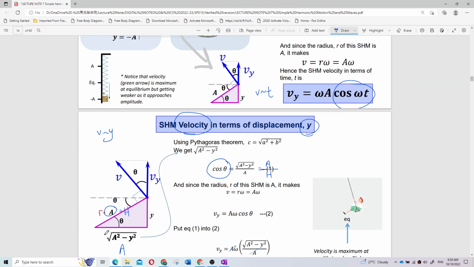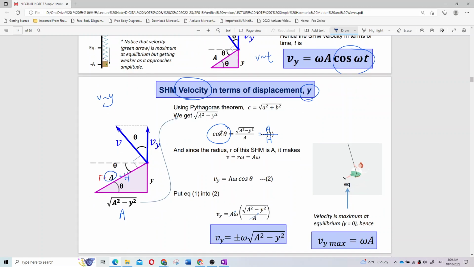So first, from here we got it. Cosine theta is root of a square minus displacement square over a, times omega. So we can substitute the time with displacement already. Do you see that? You can see it, right?